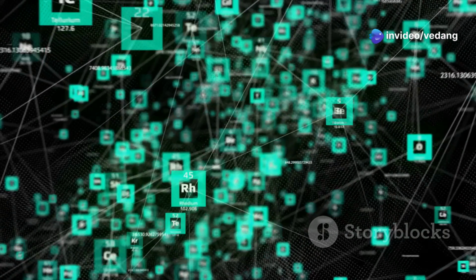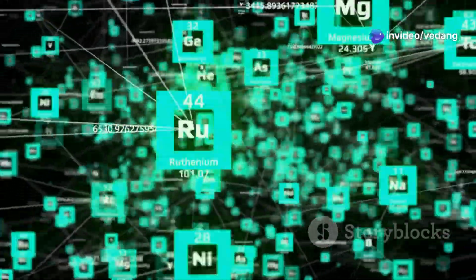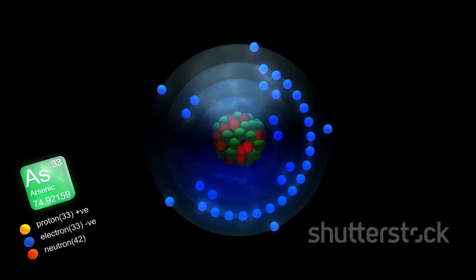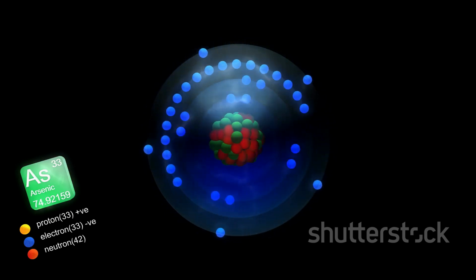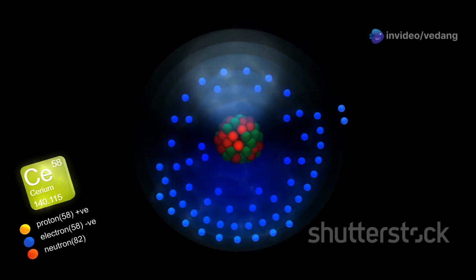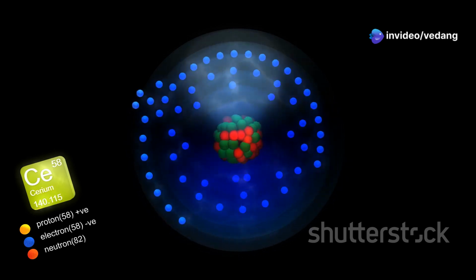This number indicates the main energy level, like the balcony level in our theater analogy. Each energy level is divided into sublevels represented by letters S, P, D, or F. A superscript next to the sublevel letter indicates the number of electrons occupying that sublevel. For example, 2p^4 means there are 4 electrons in the p sublevel of the second energy level.